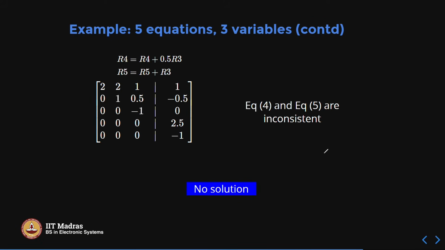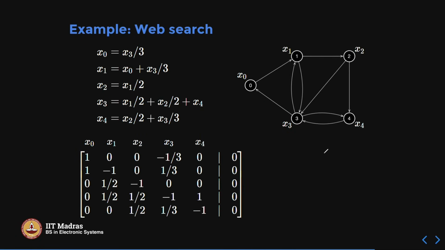So 5 equations, 3 variables, you can get no solution. It turns out you can also get infinitely many solutions. You can get a unique solution, no solution, infinitely many solutions. We saw that in every case, so in the general case also, it should be possible. But to show you examples of infinitely many solutions, it turns out we can go back to our original examples.